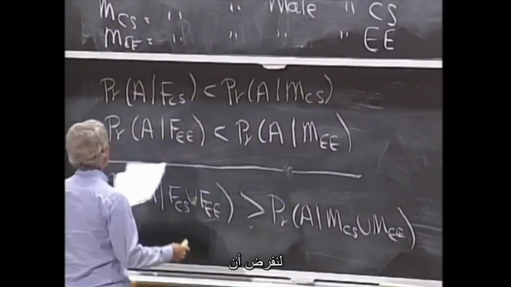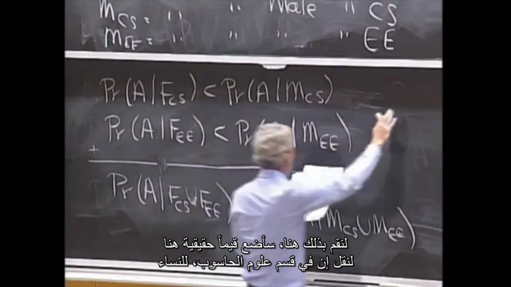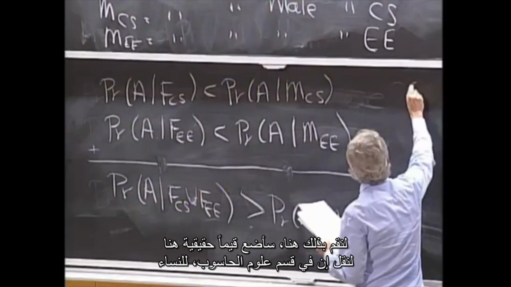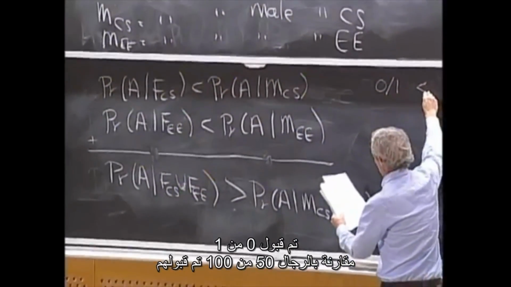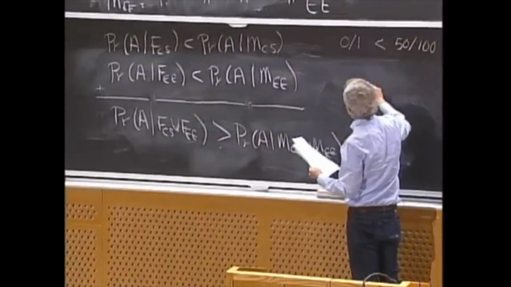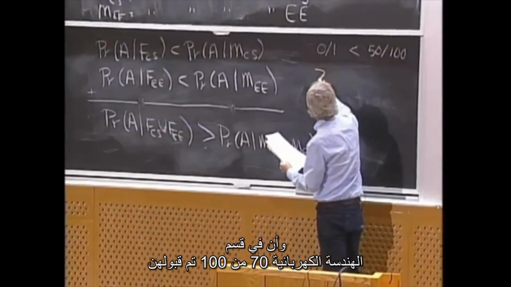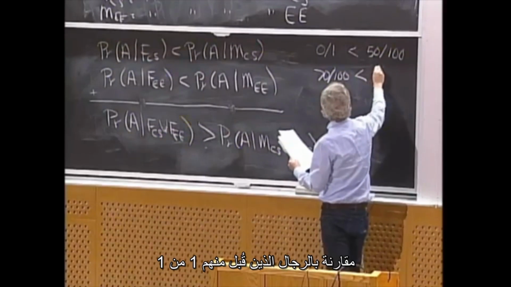Say that, well, let's do it over here. I'll put real values in over here. Say that for women in computer science, 0 out of 1 were admitted, compared to the men where 50 out of 100 were admitted. And that in EE, 70 out of 100 women were admitted, compared to the men, which had 1 out of 1.